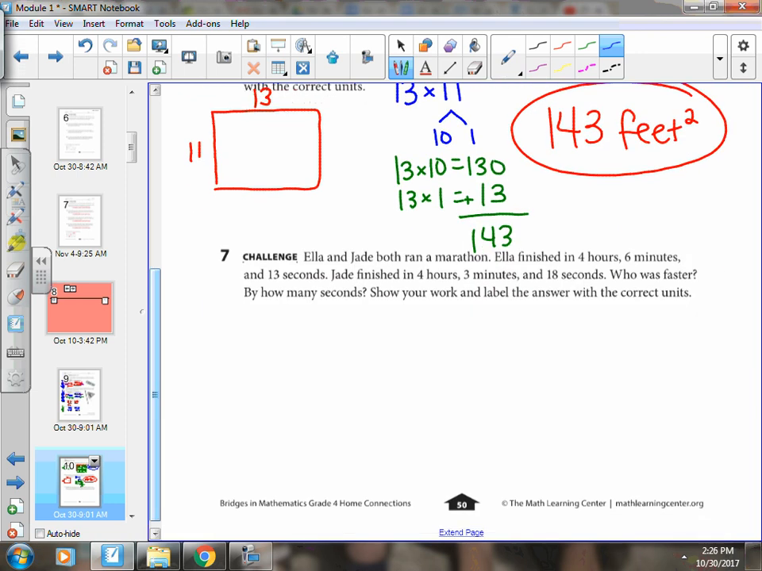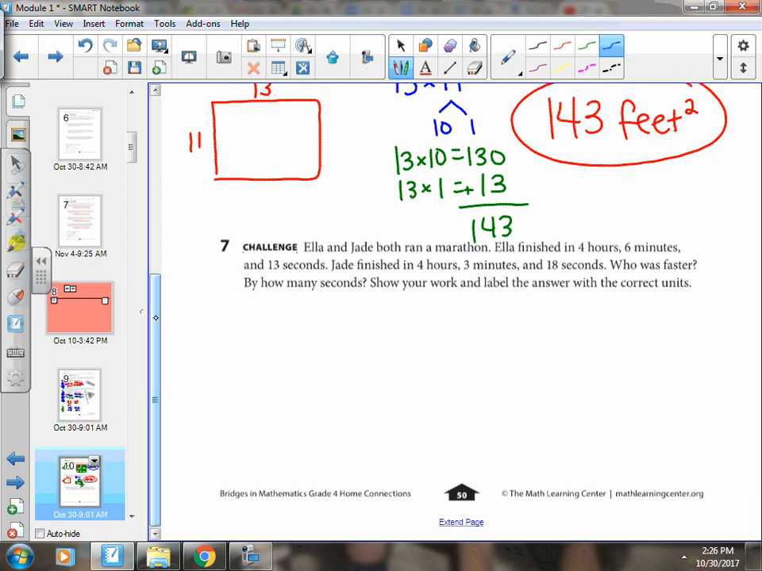Number 7. Ella and Jade both ran a marathon. Ella finished in 4 hours, 6 minutes, and 13 seconds. Jade finished in 4 hours, 3 minutes, and 18 seconds. Who was faster? Remember, with time, whoever has less time means they ran faster, right? They could do it in less time, which means they were faster. So I know that the answer is Jade. Jade ran faster. But then it says by how many seconds?